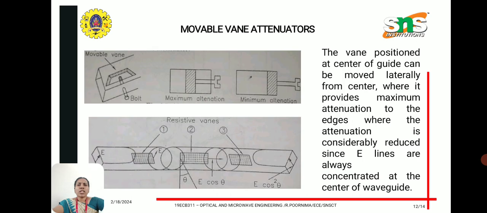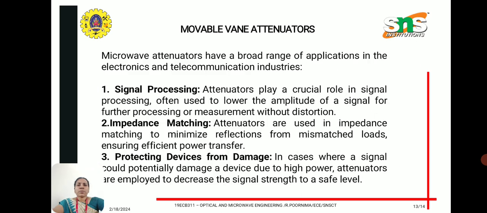And movable vane attenuators are rotary type attenuators. The vane position at the center of the guide can be moved laterally from the center, where it provides the maximum attenuation, to the edges where the attenuation is considerably reduced, since electric field lines are always concentrated at the center of the waveguide. They have a broad range of applications in the electronics and telecommunication industry.